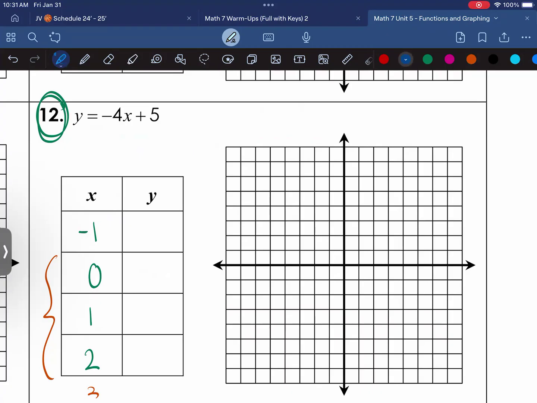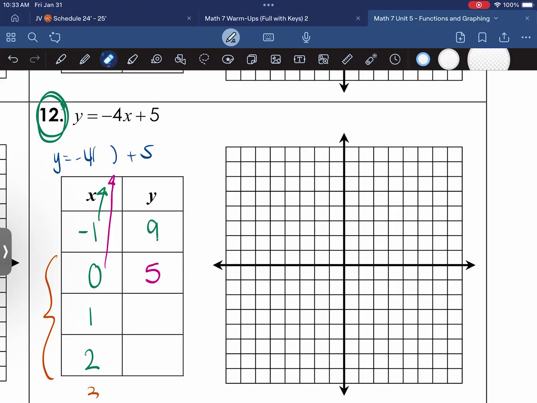So first one, if we plug in -1, I'm just going to write it up here. Y equals -4 times x plus 5. So if I plug in my first one, -1, -4 times -1 is +4. 4 plus 5 gets me 9. Okay, sorry, I had to pause there. Now go ahead and plug in 0. So I'm going to erase that -1. I'm going to plug in 0. Anything times 0 is 0. So 0 plus 5 gets me 5.